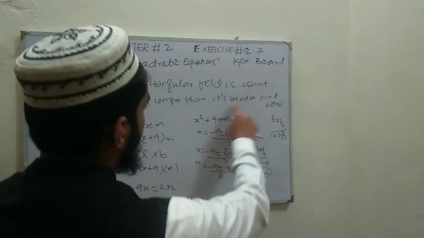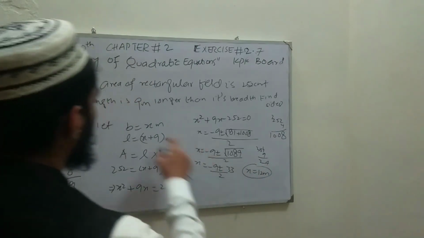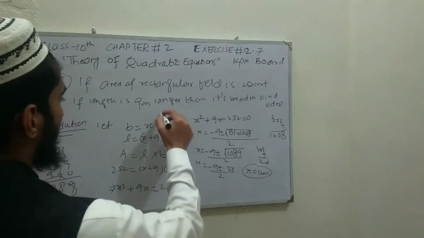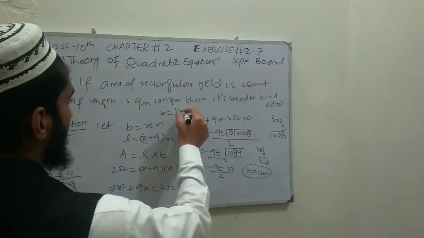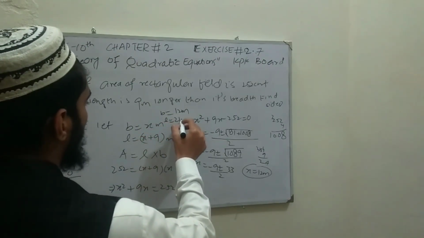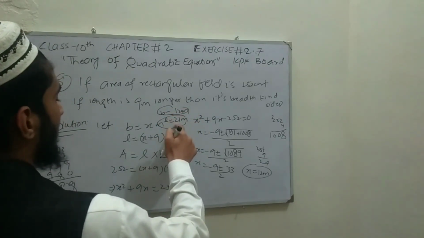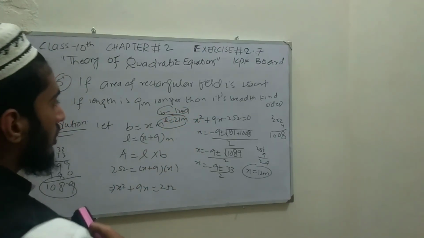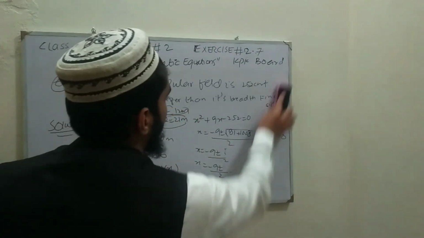We are interested in the length and breadth. So put the value x equal to 12 in here and here. The breadth will be equal to 12 meter and our length will be 12 plus 9, which gives us 21. So the required answer is length L equal to 21 meter and breadth equal to 12 meter. Moving to question number 7 of this exercise.